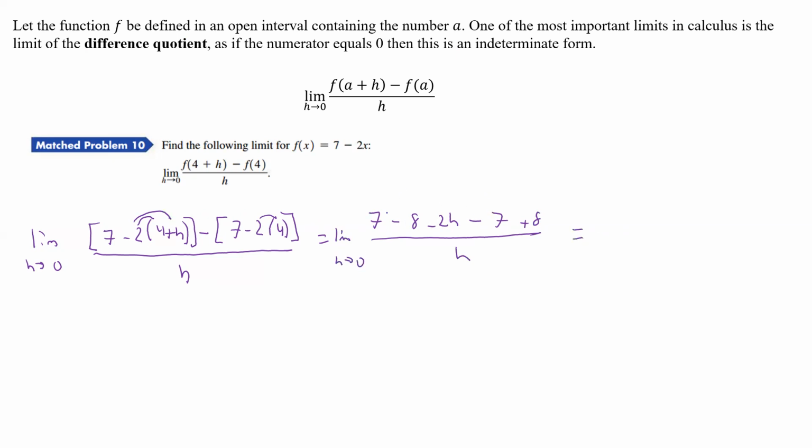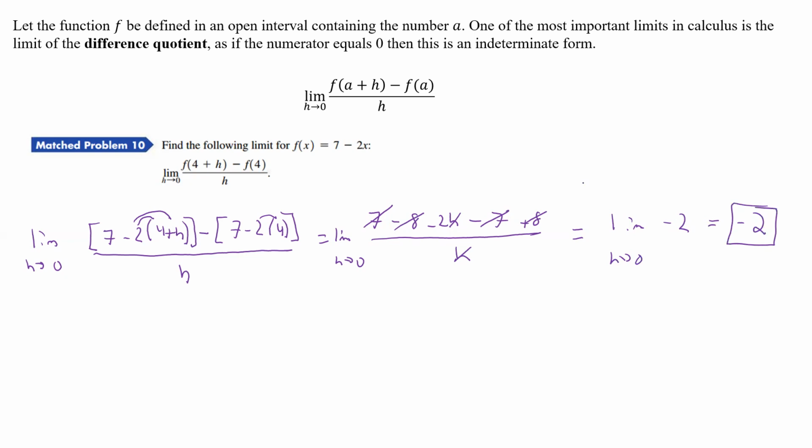All right, so can we do anything? Well, 7 minus 7 is 0. 8 minus 8 is 0. Well, now, guess what? The h and h cancel. So now what we have is the limit as h approaches 0 of negative 2. Well, remember, the limit of a constant is just a constant. And so that is our value.